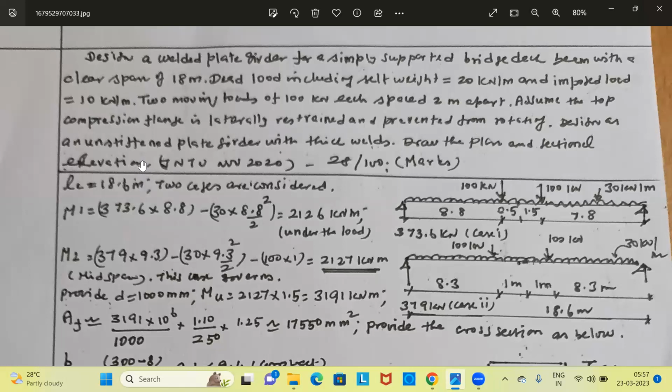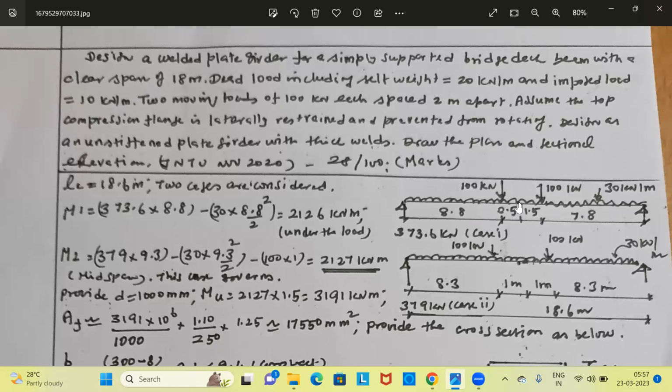Design this as an unstiffened plate girder. This is very important. We have to design this as an unstiffened plate girder. That is, the web should be capable of resisting the shear force on its own without any stiffeners. No stiffeners should be provided. This is one important point. Now, we will calculate the bending moment for two load cases. Here, the system is subjected to uniformly distributed load plus a set of 2-point loads.